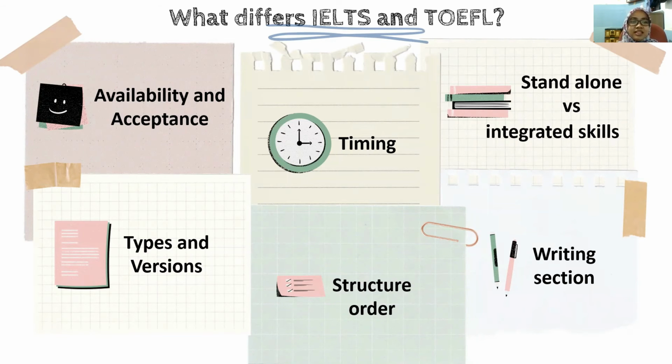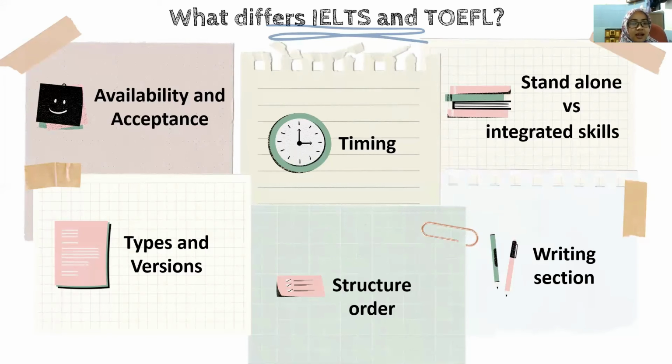TOEFL was created by the American Educational Testing Service, or ETS, whereas IELTS was created by the cooperation of the University of Cambridge and the British Council. So to put it simply, one is British and the other one is American, but both are internationally recognized English proficiency tests. And when we talk about the types and versions, TOEFL has 2 versions, namely TOEFL iBT and TOEFL Paper Delivered Test or PBT, although PBT is not available in all countries.